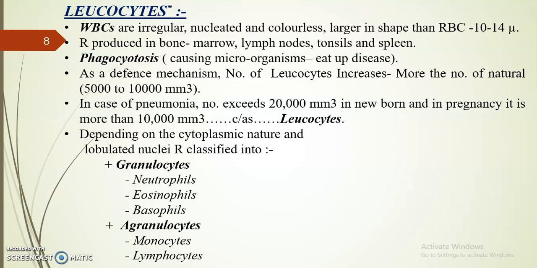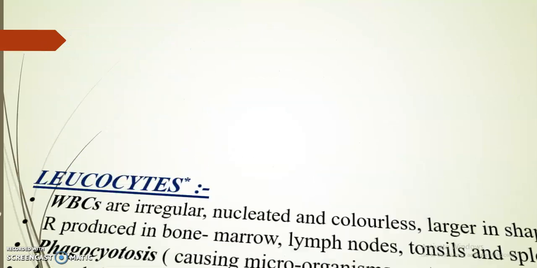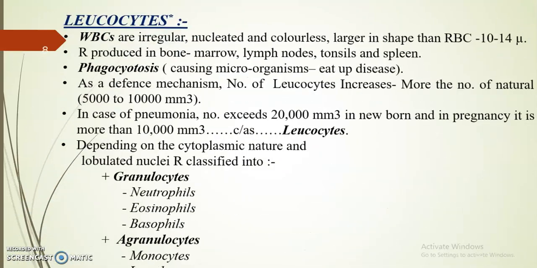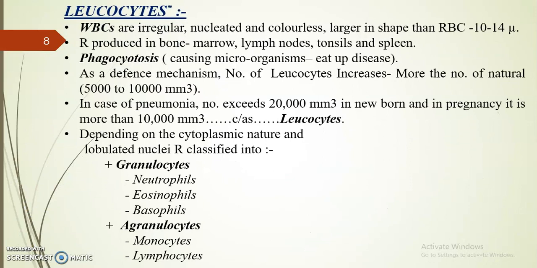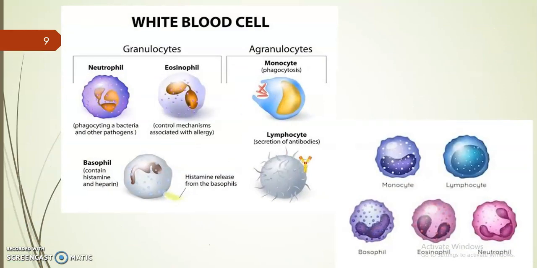Depending on the cytoplasmic nature and lobulated nuclei, they are classified into two types: granulocytes and agranulocytes. The granulocytes are neutrophil, eosinophil, and basophil. Agranulocytes are monocytes and lymphocytes. Then white blood cells are granulocytes and agranulocytes.